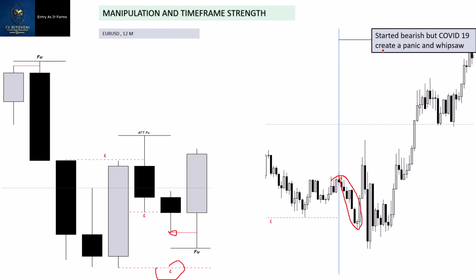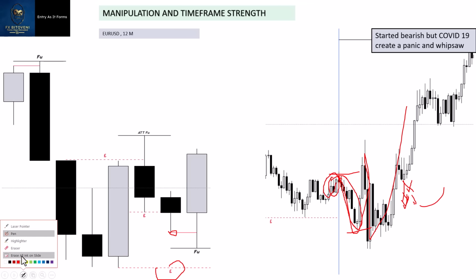You can see it started bearish, but COVID created a panic and whipsaw. So remember, the COVID-19 outbreak was here in December, and the year started with kind of a whipsaw. Then it was one of the craziest price actions. Those who were there, you remember. Those who were there, you remember. And this is the time I was running to trade this time, 2019, 2020. So you remember that. You remember that when you were there, right?